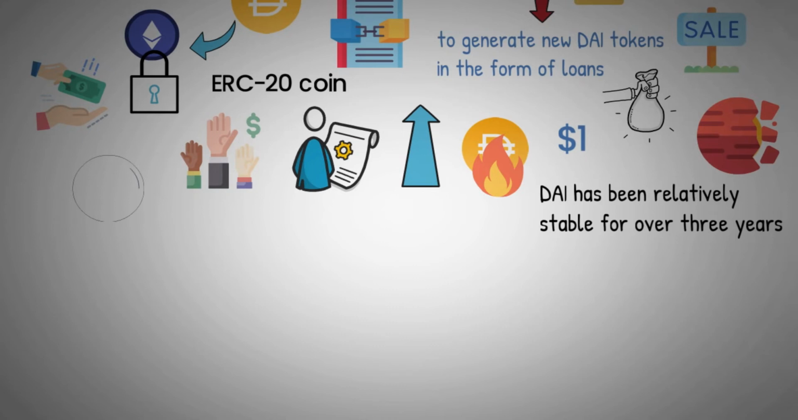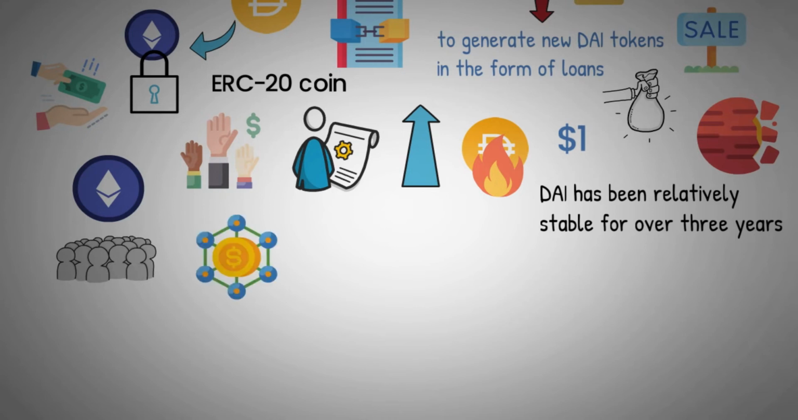To summarize, DAI is essentially an Ethereum token that anyone can use without authorization. DAI is an ERC20 currency that can be included in any decentralized application that requires a stable asset or payment system and is easily transferred between Ethereum wallets.